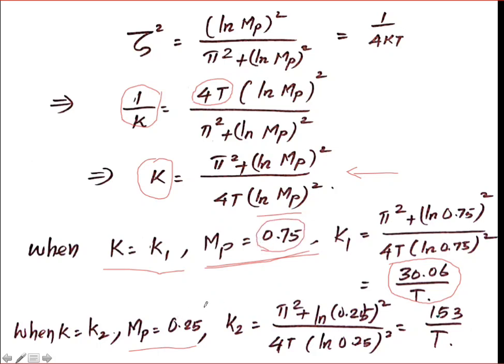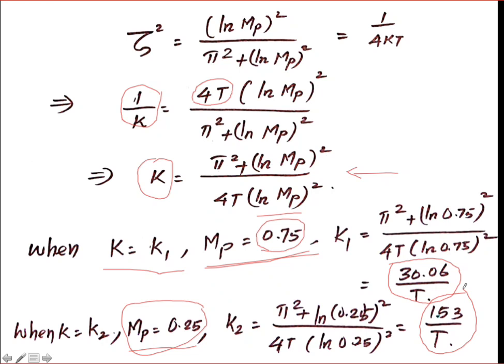Similarly, you have to find out the value of k2 when peak overshoot is 0.25. With the same procedure, you substitute peak overshoot equal to 0.25. You will get 1.53 divided by T. So we have two gain values, k1 and k2: k1 related to 0.75 peak overshoot and k2 related to 0.25 peak overshoot.